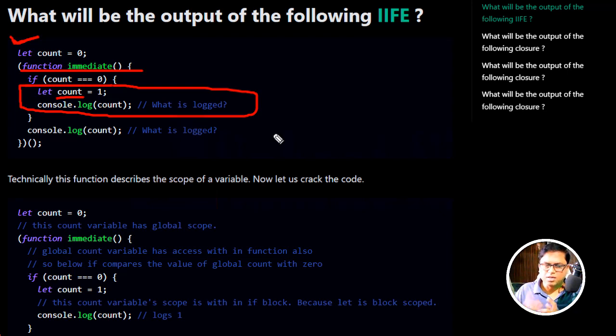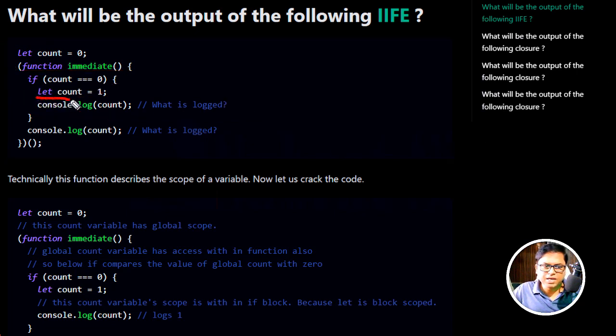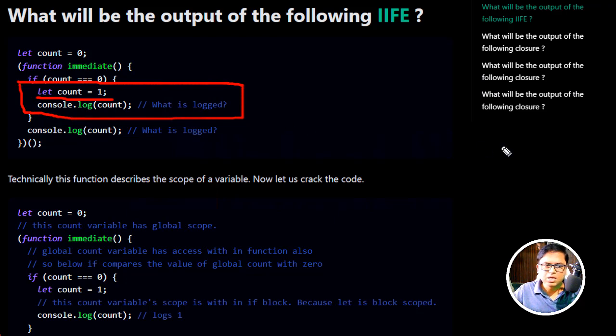Yes, if this is not present, then we can access the global variable, right? So now this let count equal 1 will create a count variable which is block scope. That means it can be accessed only within this if block. Outside of this if block, its access is not possible. It doesn't have any scope outside of the if block.